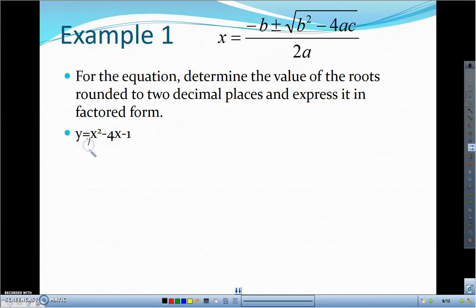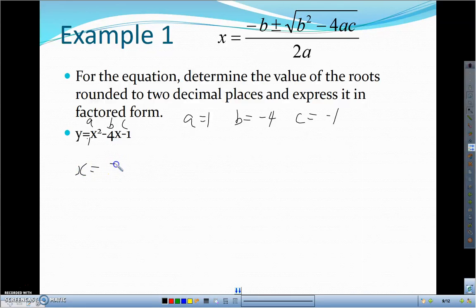Here's how I would start this. There's no number here, but it's like it's a 1. This is minus 4, and this is negative 1. So that's A, B, C. A is equal to 1, B is equal to minus 4, and C is equal to minus 1. I'm going to put these into our quadratic equation.